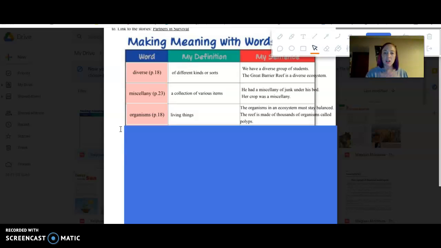Organisms, we've talked about this, are living things. So the organisms in an ecosystem must stay balanced. Right? If we get too many rabbits, then they are going to eat all the plants. If we get too many wolves, they might eat all the rabbits. If things are out of whack, then things might go extinct. There might not be enough food. It all has to stay balanced. And the reef is made of thousands of organisms called polyps. Just an interesting fact of what the coral reef is made of.